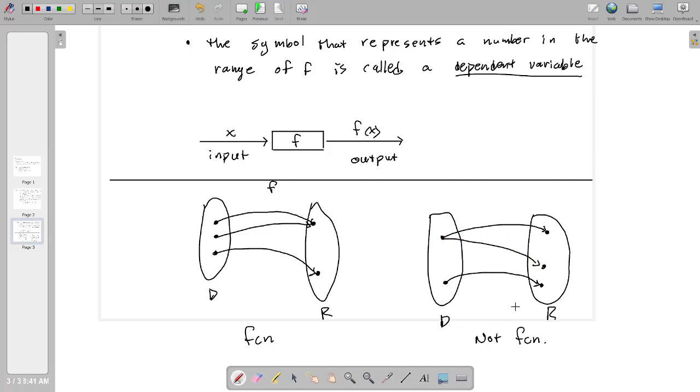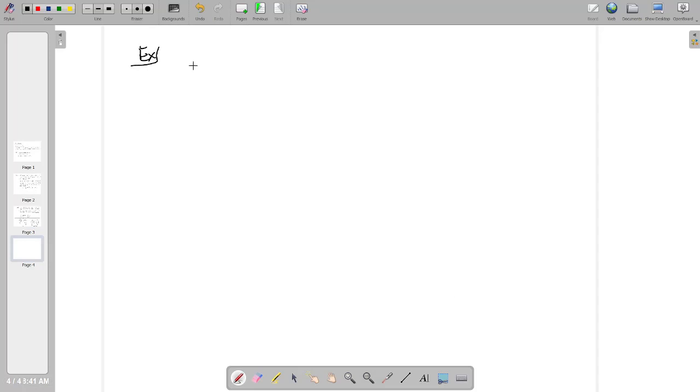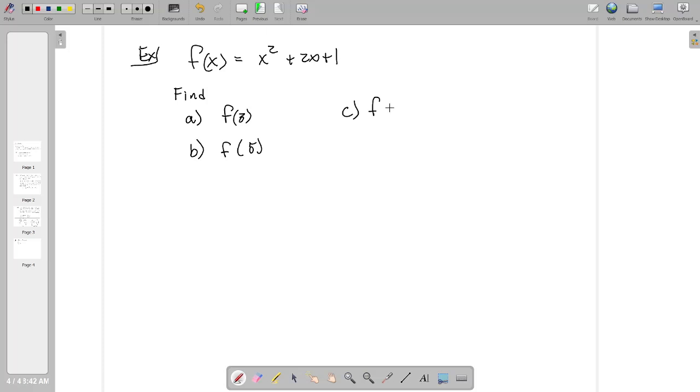So this is not a function because it does not fit the definition of a function. Let's do an example here. Say that we have the function f of x is equal to x squared plus 2x plus 1. I want you to find the following values. A, f of 3. B, find f of 5. C, find f of a.